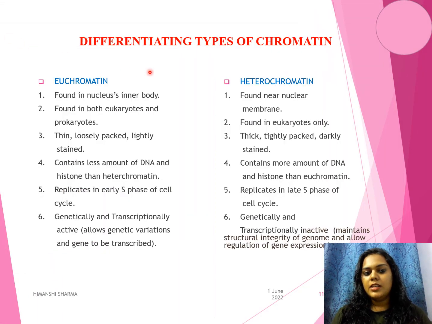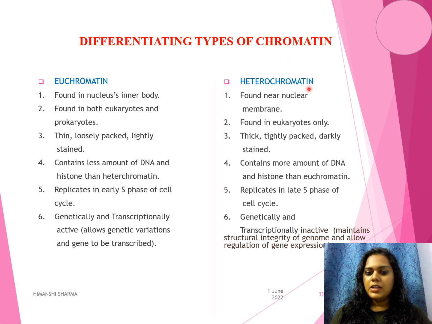Now, as we have seen in the previous slide, there are two types of chromatin, euchromatin and heterochromatin. Now we are differentiating them both. Euchromatin is basically found in the inner part of the nucleus, and it is found both in eukaryotes and prokaryotes. As it is thin, loosely packed, and lightly stained, it contains less DNA in histone as compared to heterochromatin, and it replicates in the earliest phase of the cell cycle. As it is loosely packed, it is genetically and transcriptionally more active as compared to heterochromatin.